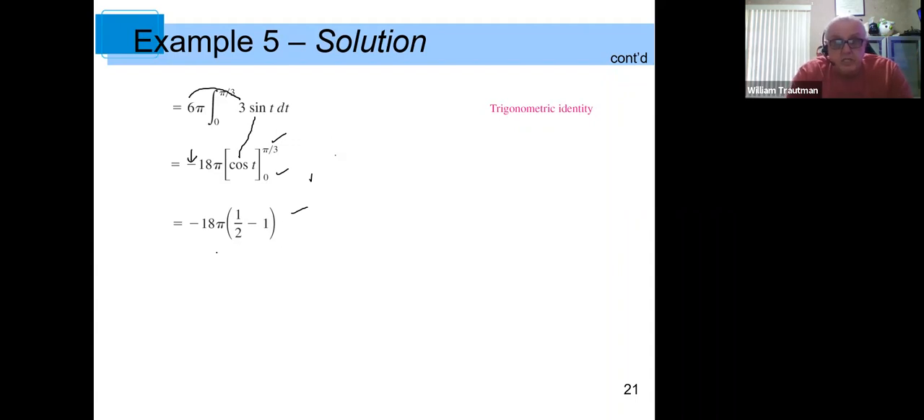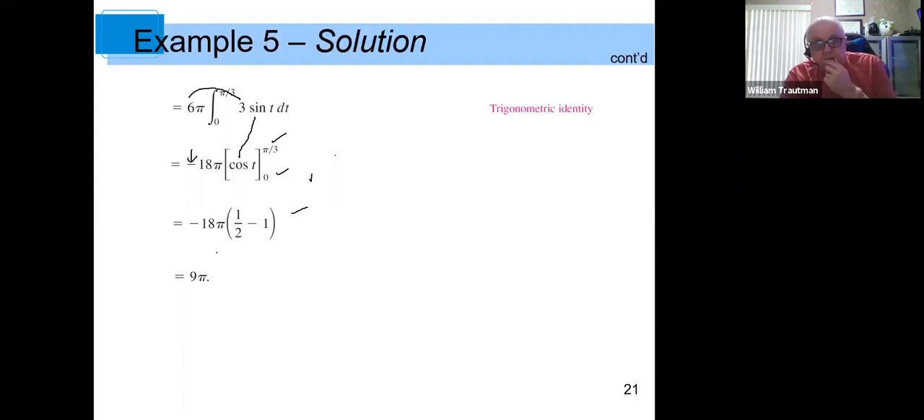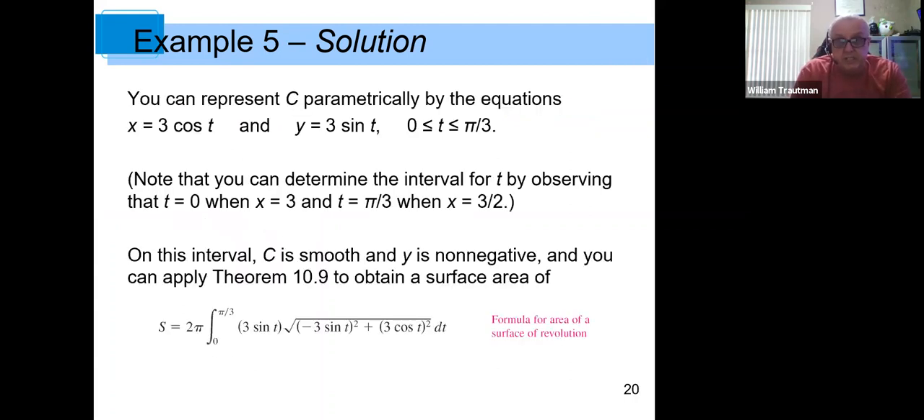I think they wanted us to put the answer in a decimal. I guess not. Negative 18 pi times a negative 1/2. 1/2 minus 1 is a negative 1/2. So negative 18 times a negative 1/2 is a positive 9, and then we have pi. So that's finding the surface area when you're revolving it around a certain axis.